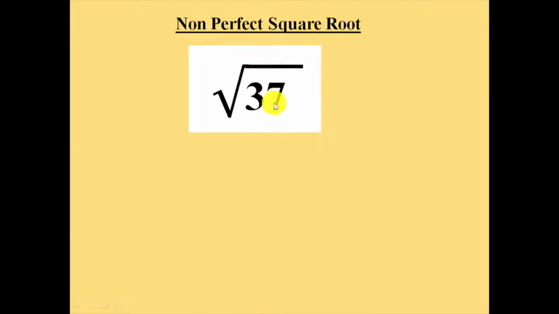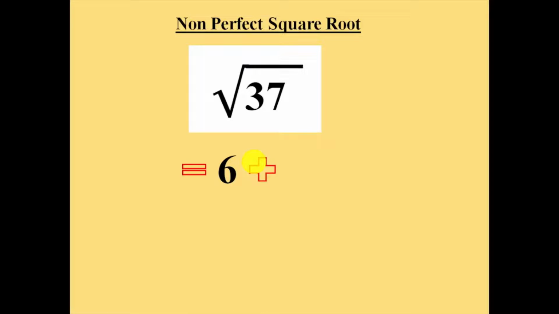First, we should check which perfect square is nearest to this number. In this case, we have 36, which is very near to 37. So 36 is the nearest number, and the square root of that number is 6. We will note down that number 6. After this 6, we should have some value, so we have to add that value.